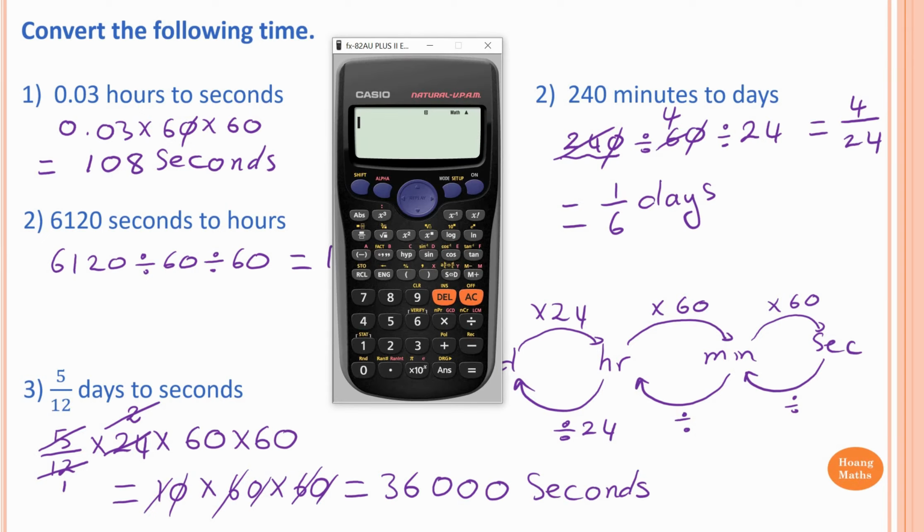There you go. Otherwise, I can just use a calculator: 240 divided by 60 and then divide by 24. There you go. 0.17 to 2 decimal places, or you go shift SD. So 1/6 of a day.